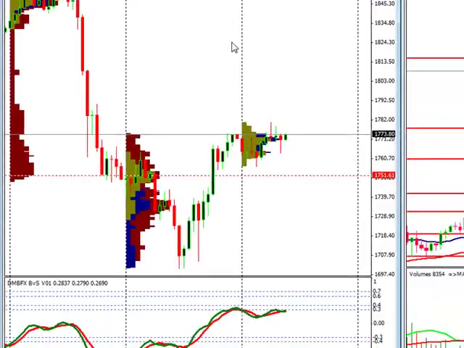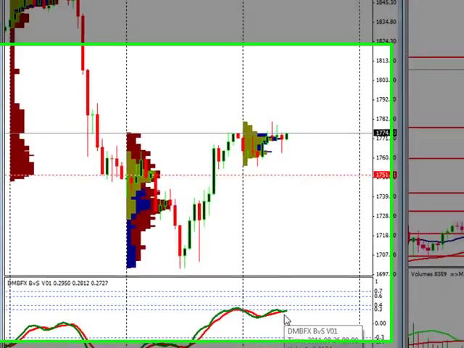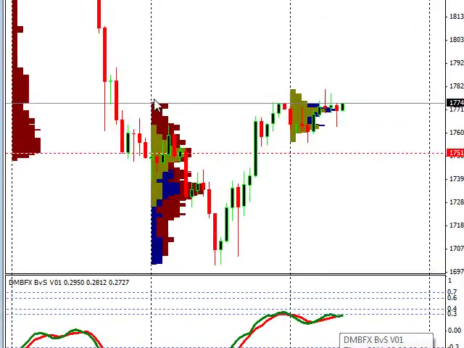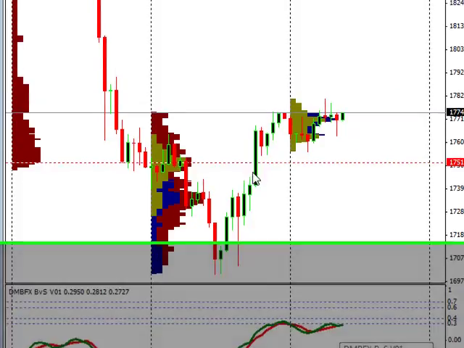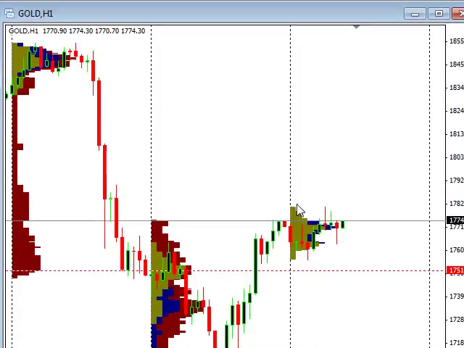But we'll see. We can also see that we are overbought, and so that's adding to this consolidation between 1750 and 1785. So sideways consolidating for gold means what for our dollar currency pairs? Let's take a look.